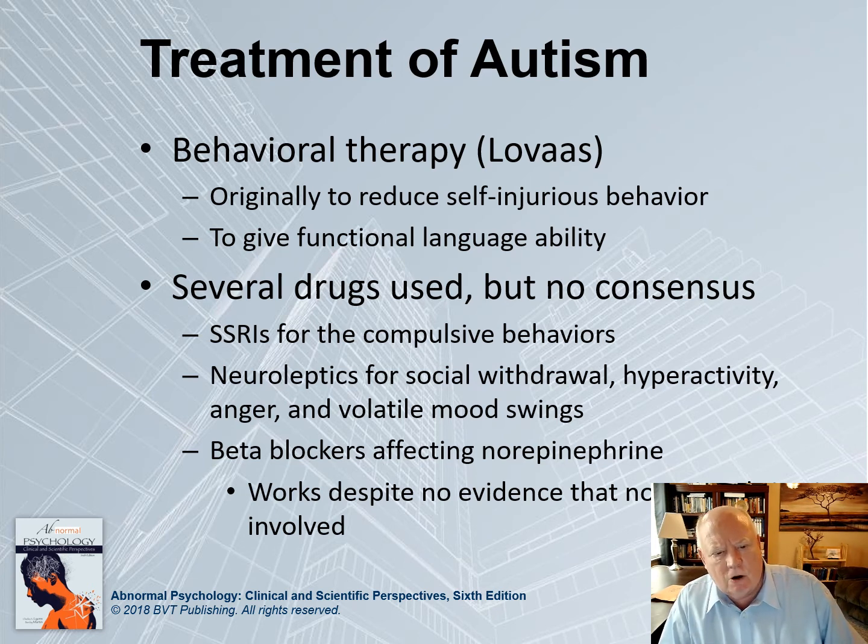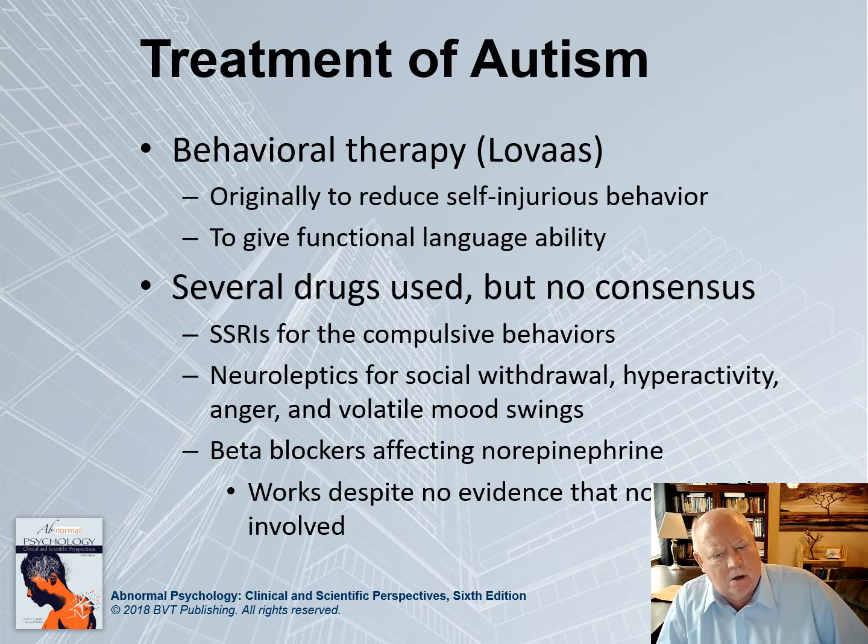Now, we've also tried a variety of drugs. The SSRIs are modestly effective for some of the compulsive behavior, like flushing the toilet repeatedly. Neuroleptics seem to help a little with the social withdrawal, but again, they're a little less socially withdrawn, but they're not socially engaged.